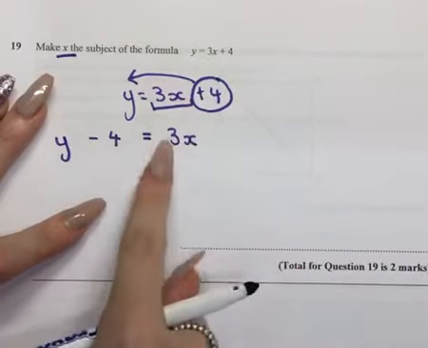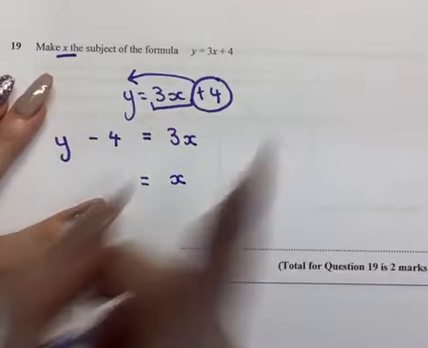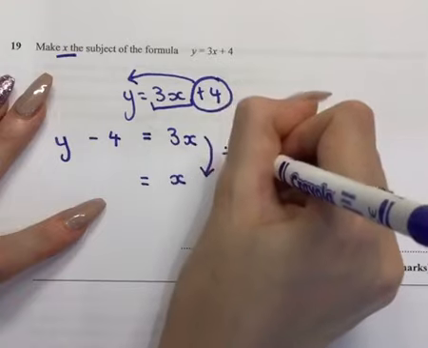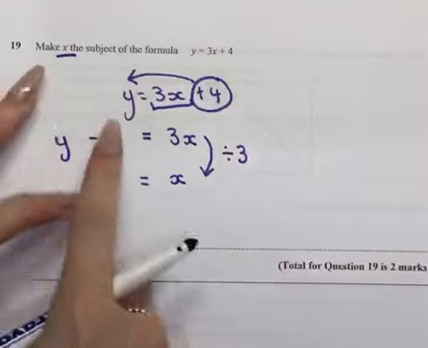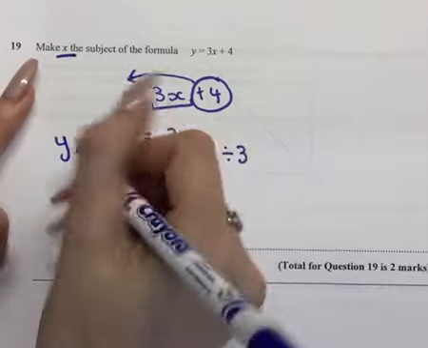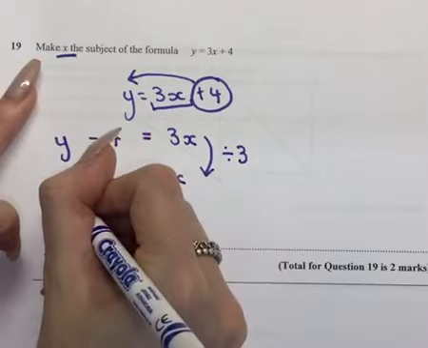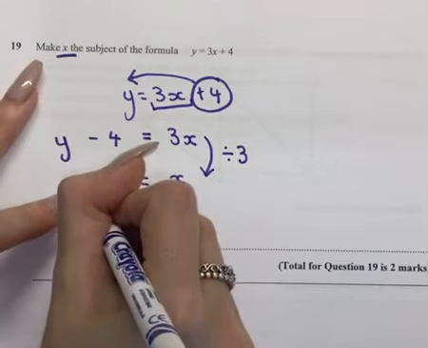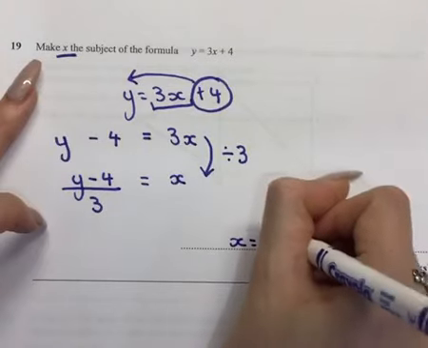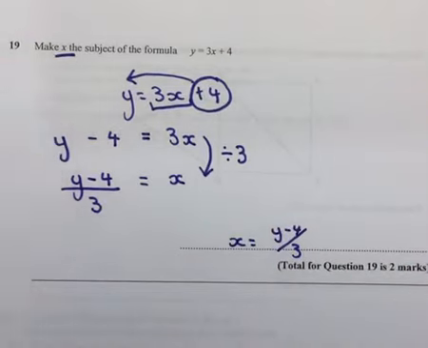Now, if we've got 3 lots of something, but we actually want only 1x, what we do is we divide by 3. Now, this isn't going to be a nice number, so the other way to write a divide is to put it as a fraction. So we take y -4 and we say over, so divide by 3. So that is your final answer. y -4 over 3.